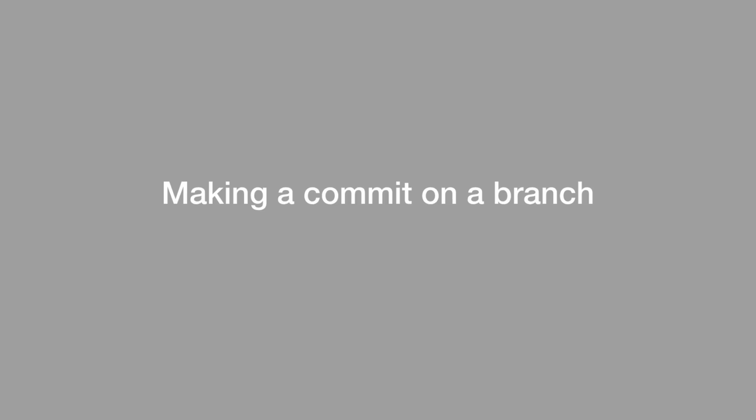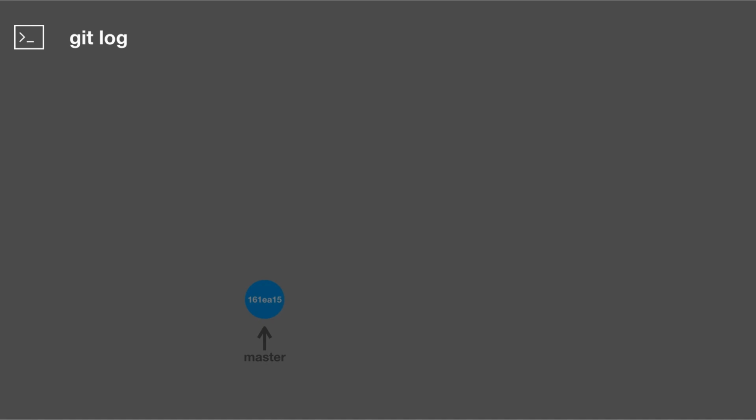In this lesson, we're going to go over making a commit on a branch. So at the moment, we have one commit, and our master branch is pointing to it. But before we make another commit, let me introduce another useful command called git log. So git log lists all the commits made in our repository in reverse chronological order, and it also shows us all the branches and which commits they point to.